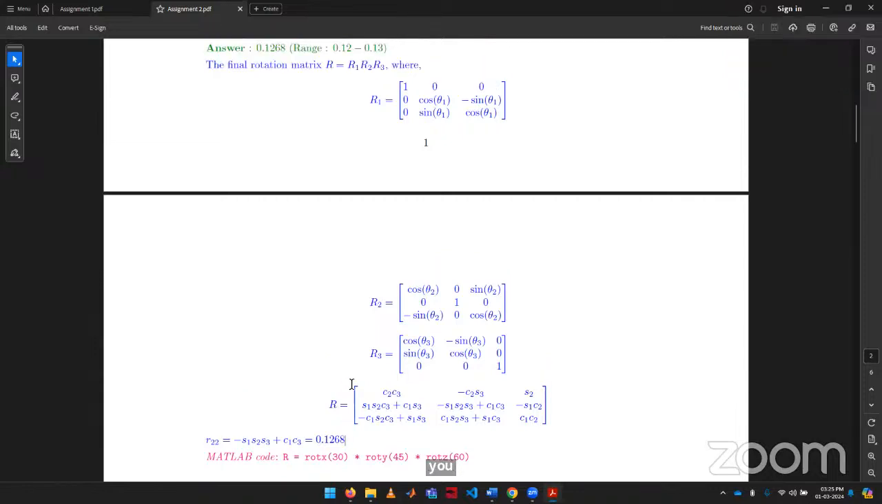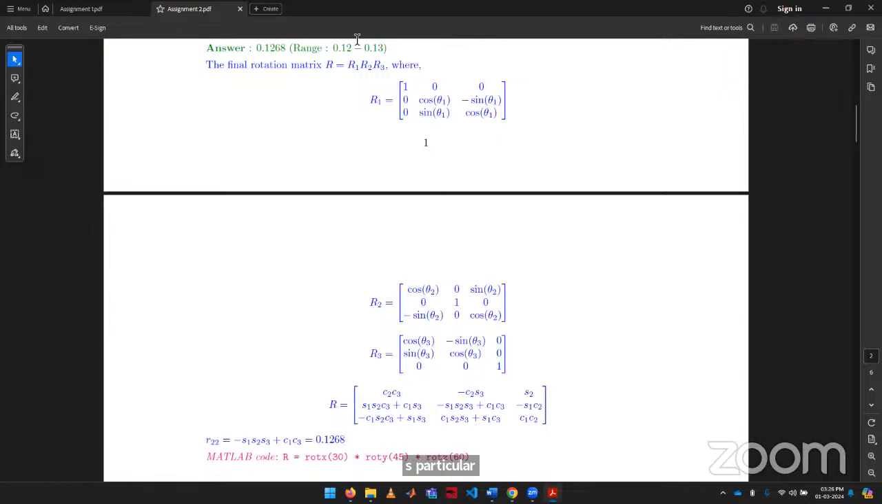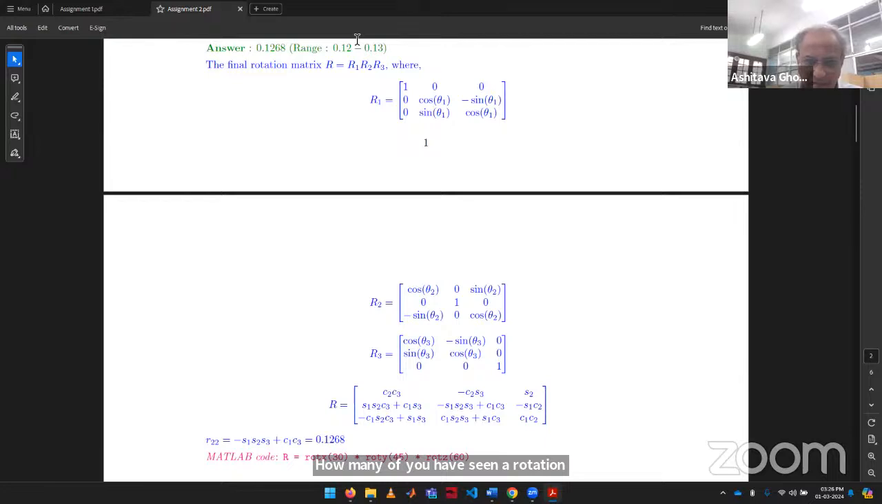How many of you have seen a rotation matrix, a 3D rotation matrix? What is the question, Hamandeep? Please repeat the question.